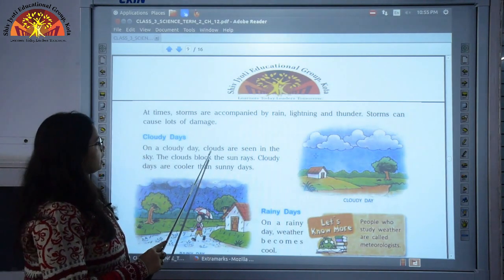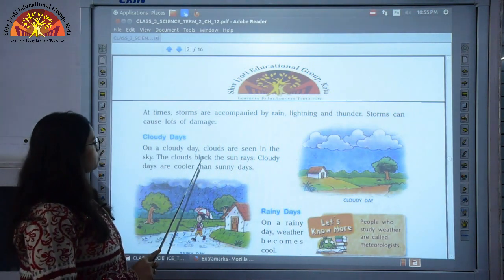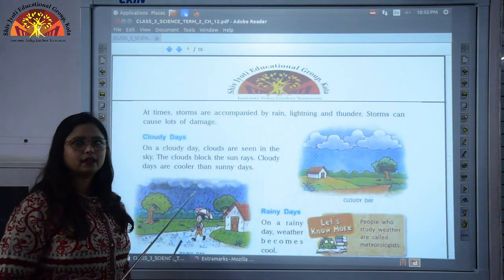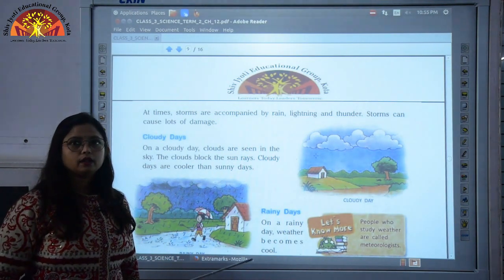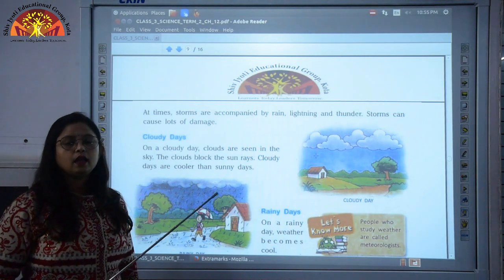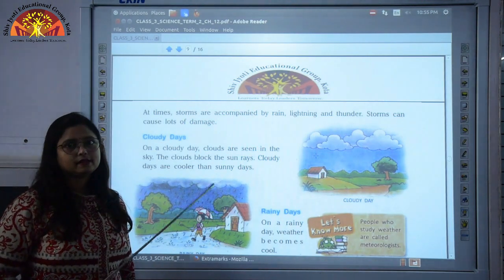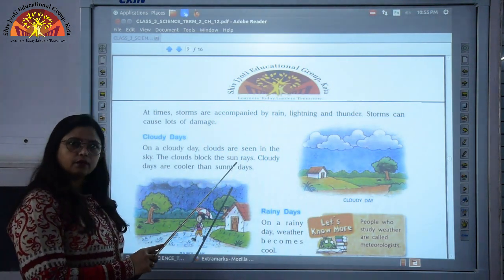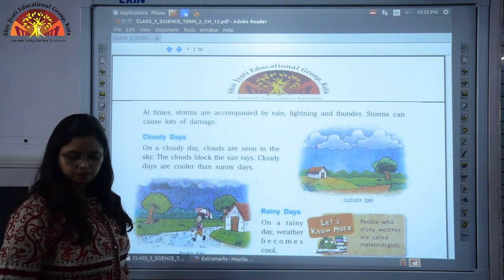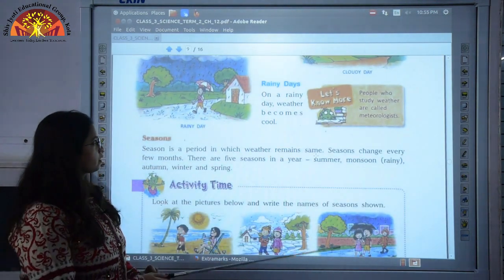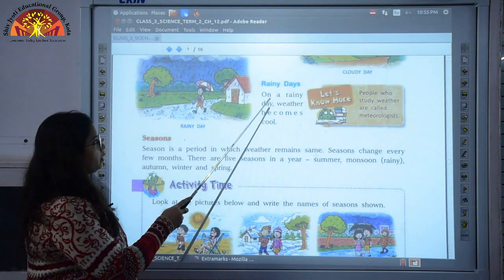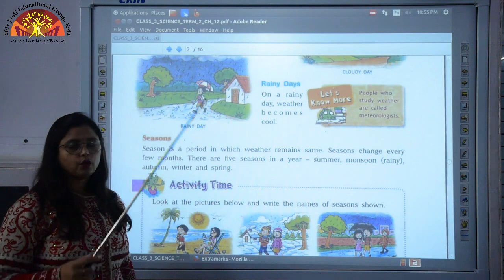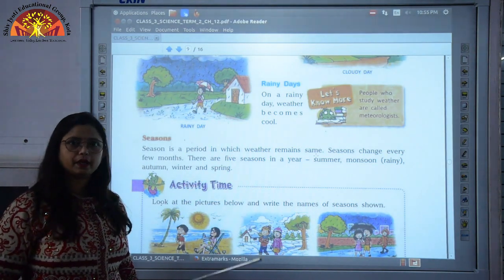On a cloudy day, clouds are seen in the sky. The clouds block the sun rays. Cloudy days are cooler than sunny days. So children, when there are clouds in the sky, the temperature of the environment is less hot. We feel cool as compared to sunny days. Why? Because the clouds block the sun rays. Now we come to the next, that is rainy days. On a rainy day, the weather becomes cool because rain falls. When water drops on the earth's surface, the weather becomes cool.